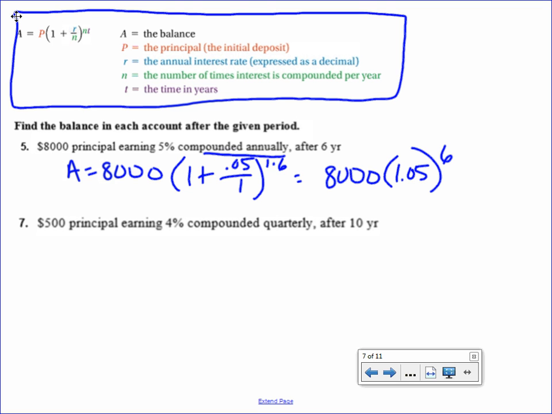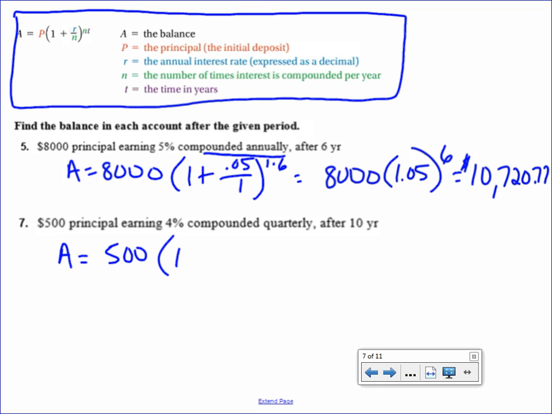So again, just use your calculator: 1.05 to the 6th power, and the answer you get there times 8,000. And what we have would be $10,720.77. Okay, so if we look at this next one, I've got an A is equal to 500.